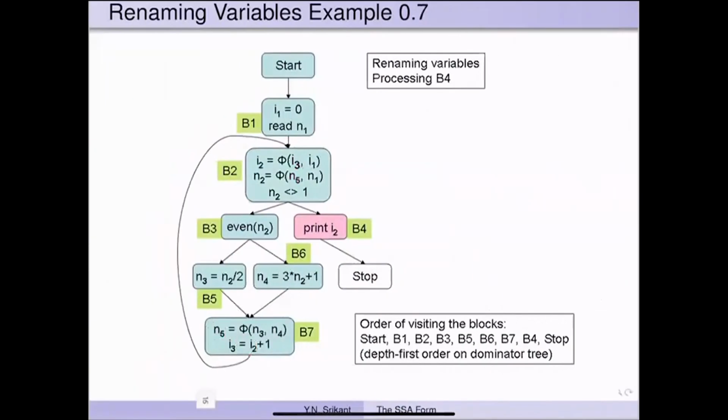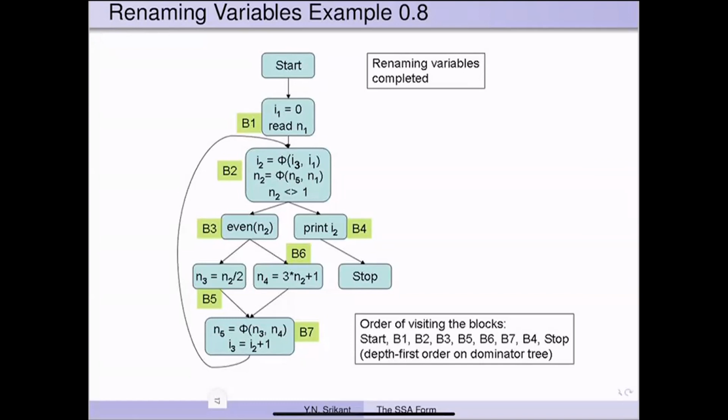Finally, we visit B4 and this I2 can be renamed easily. So this is the final renamed version of the SSA form, which we had seen before. So if there are any questions, I can take them at this point.